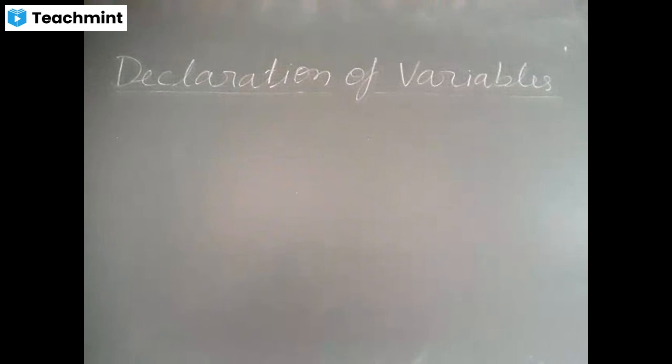Before knowing how to declare the variables in C, we should know why we need to declare the variable in a C program. Because the compiler cannot understand the variable. So the declaration of variable does two things.